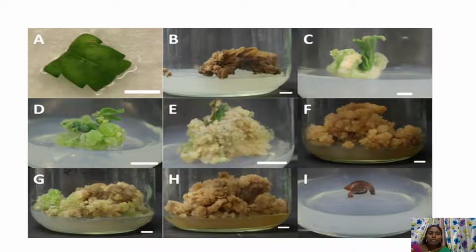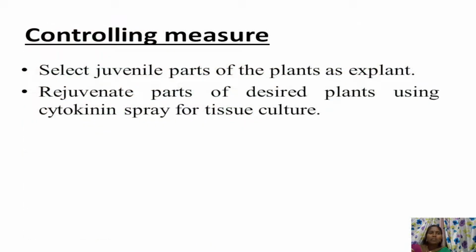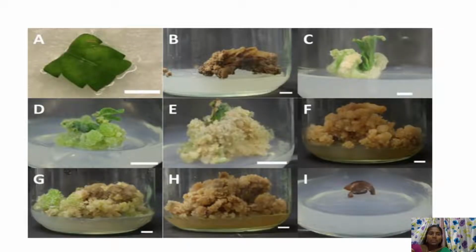This can be overcome. See, these are all the photographs of the callus initiation. It is overcome by selecting juvenile parts of the plants as explants and rejuvenating parts of the desired plants using cytokinin spray in tissue culture. But these are all the healthy ones that I have shown here.